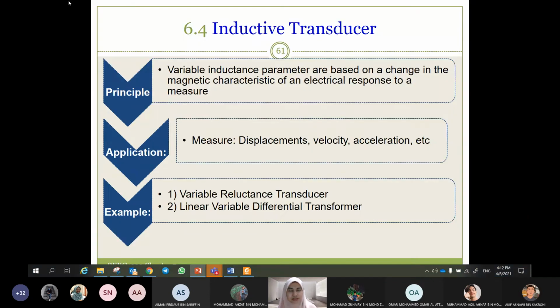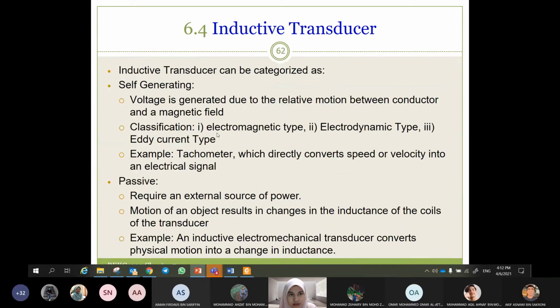The next is the inductive transducer, to measure displacement, velocity, acceleration, and so on. It is based on a change in the magnetic characteristic of an electrical response. We have the variable reactance transducer and the linear LVDT, linear variable differential transformer. I think I have covered this. They can be categorized as self-generating and passive.